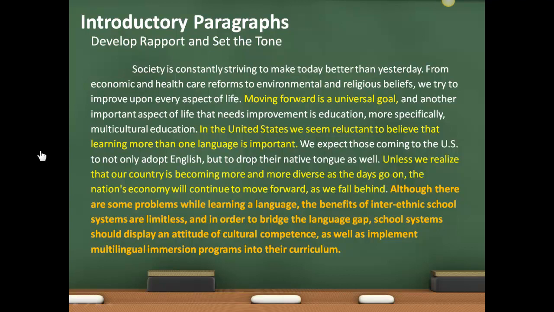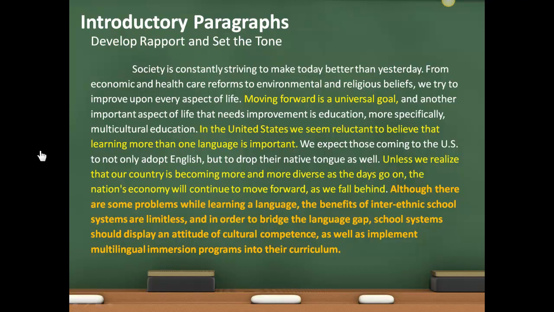And again, another important statement: unless we realize that our country is becoming more and more diverse as the days go on, the nation's economy will continue to move forward as we fall behind. Touching into kind of a universal fear that the United States is falling behind other countries. Again, using that we, okay, and suggesting that everyone needs to realize this, and again, suggesting that she started where everyone else did, but has now come to a realization, and all of this leading towards a strong thesis statement.